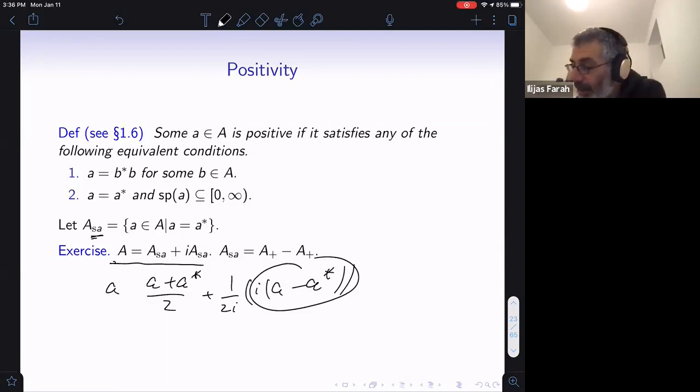And by continuous functional calculus, you can even take absolute values and write every self-adjoint element as a difference of two positive operators. Well, I'll just leave that to you. I guess I basically told you what to do. Now, why do we care about positivity?